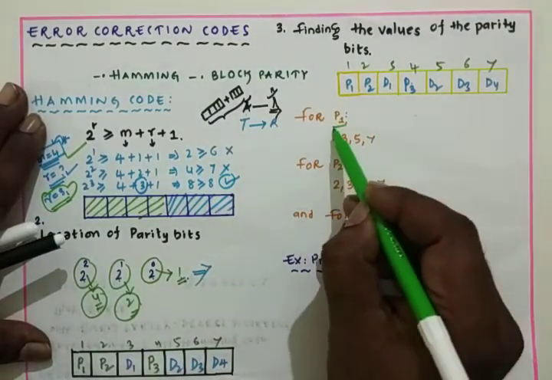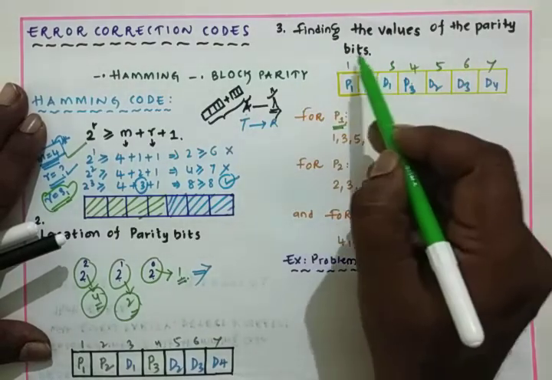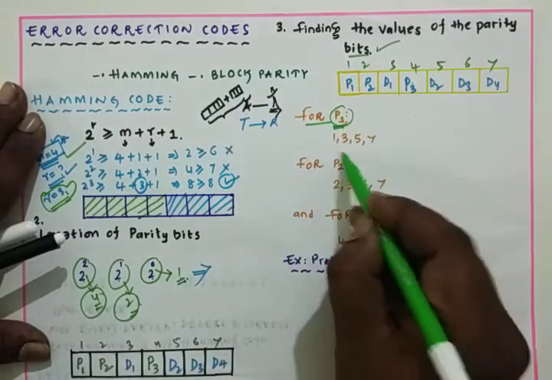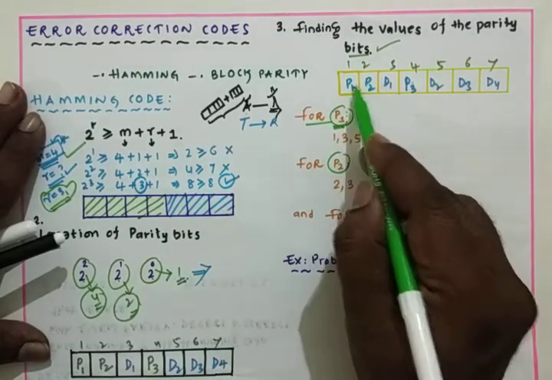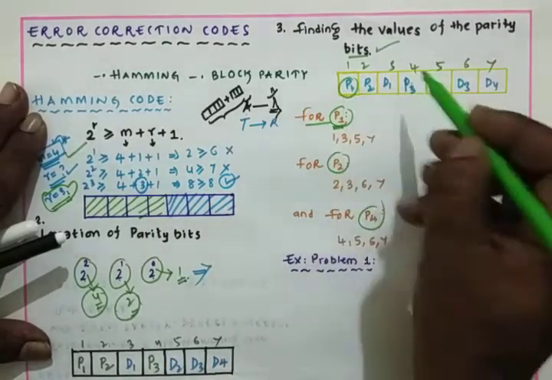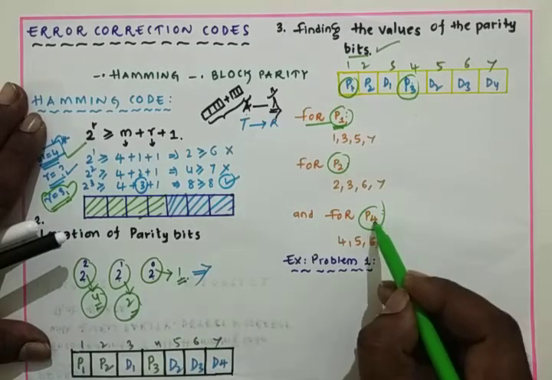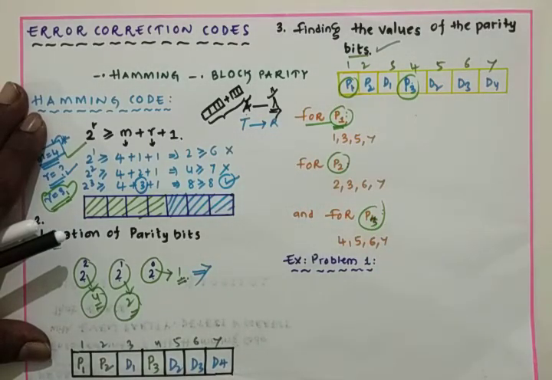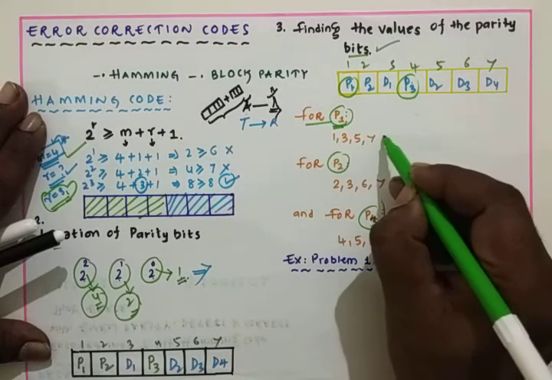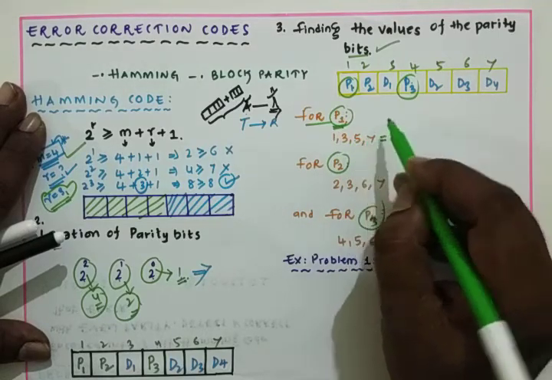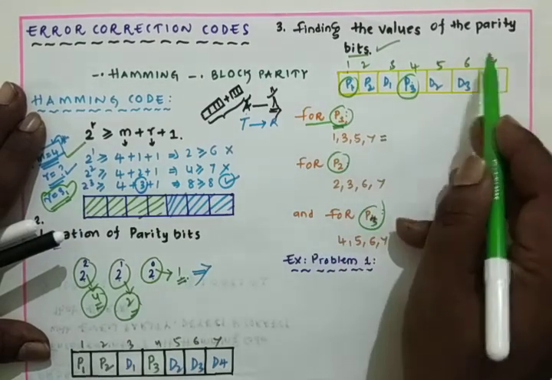For finding the values of the parity bits, we have 3 parity bits: P1, P2 and P4. Otherwise you can write them as P1, P2 and P3. To know the parity bit P1, we have to go with the combination 1, 3, 5, 7.